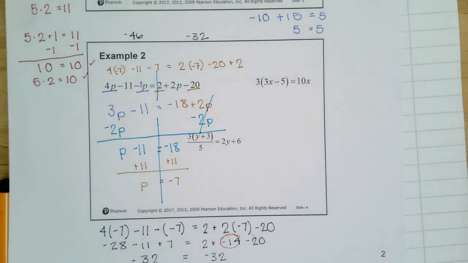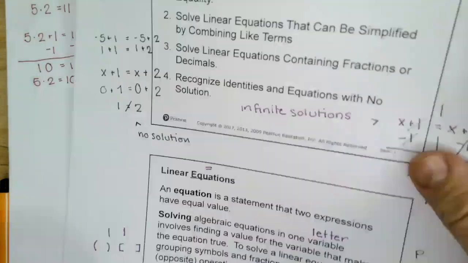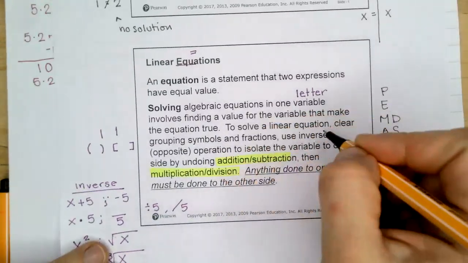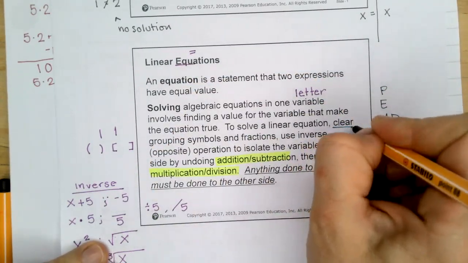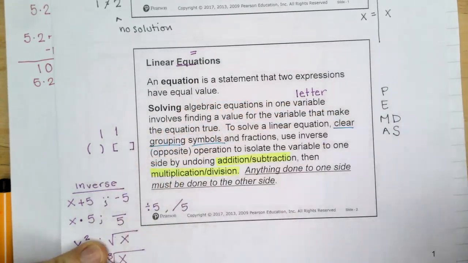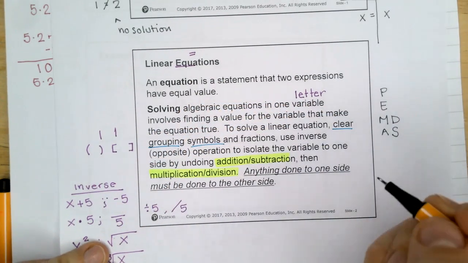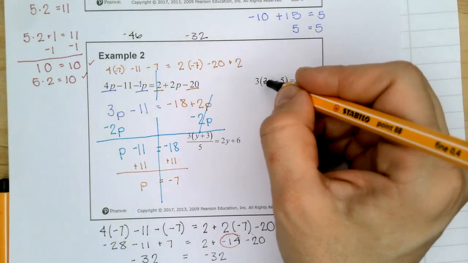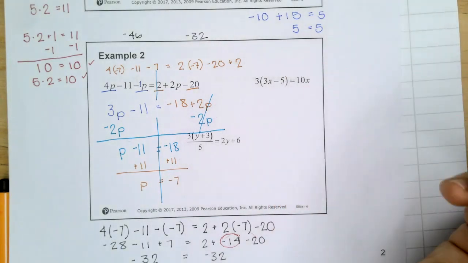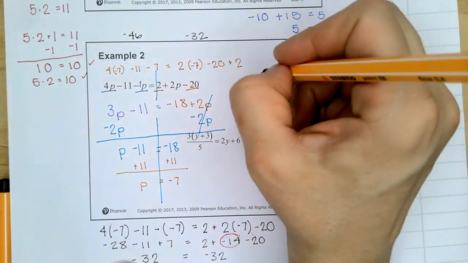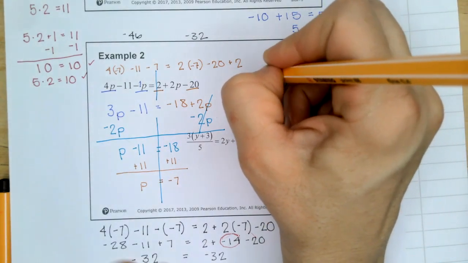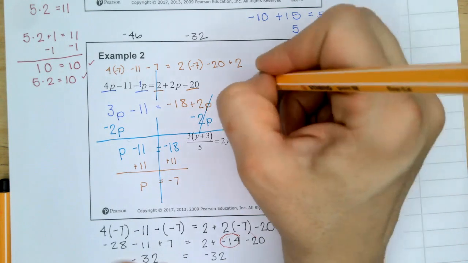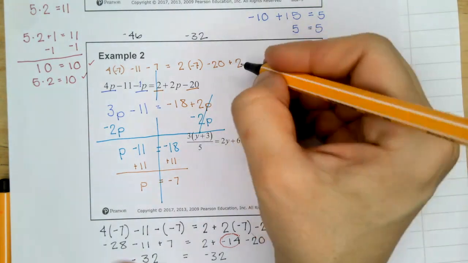Okay, remember when we were summarizing what to do? We said to solve linear equations, clear grouping symbols and fractions. That's what we're doing first, clearing grouping symbols. For this one, we have 3 times the quantity 3x minus 5 equals 10x. To clear this grouping symbol, I'm going to distribute the 3. The 3 is going to be multiplied by the 3x and multiplied by the negative 5.